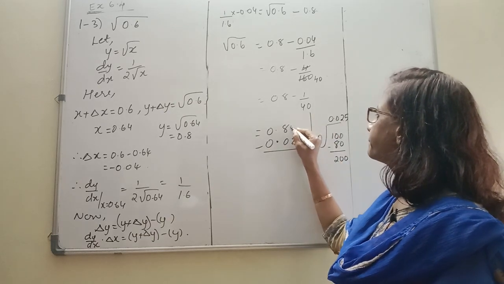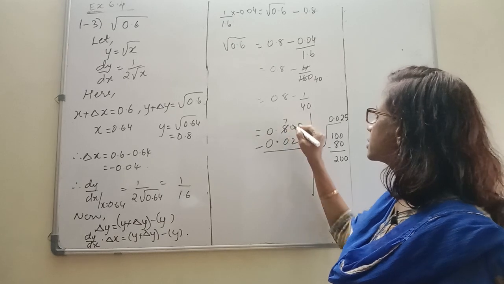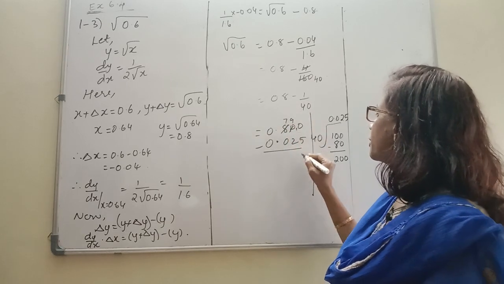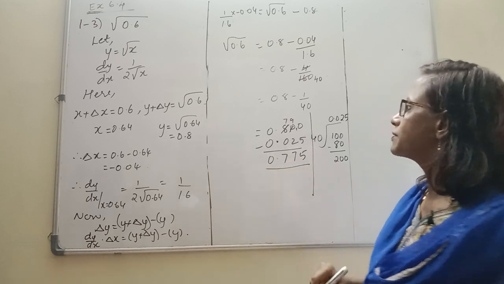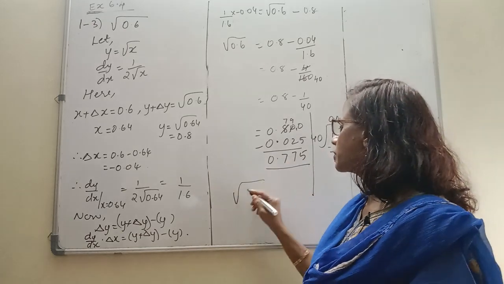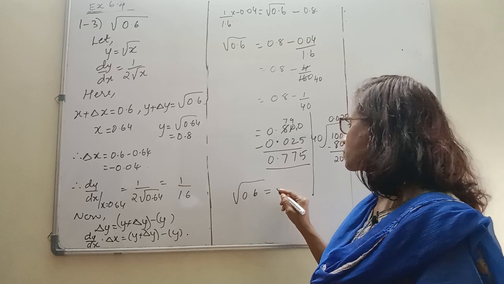0.775 is the approximate value of root of 0.6.